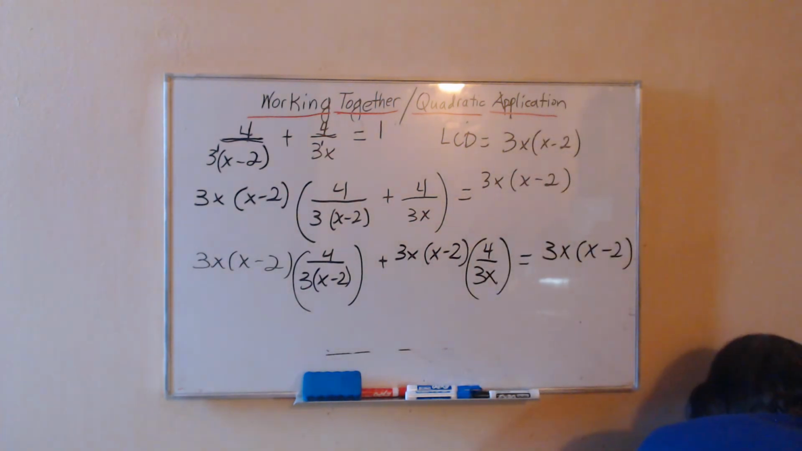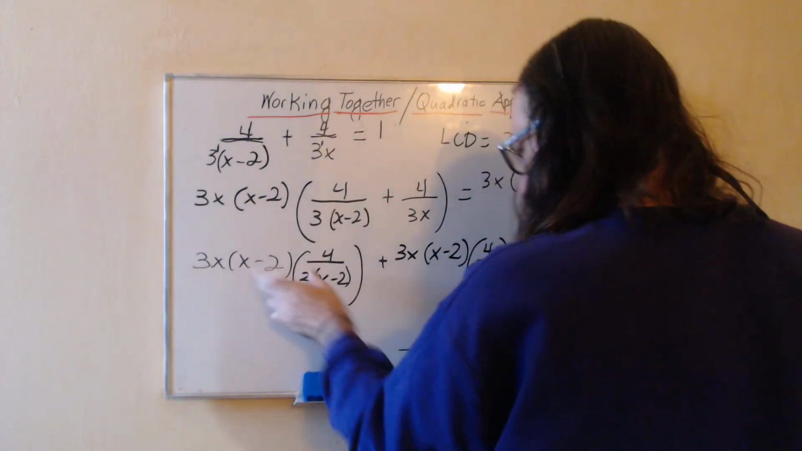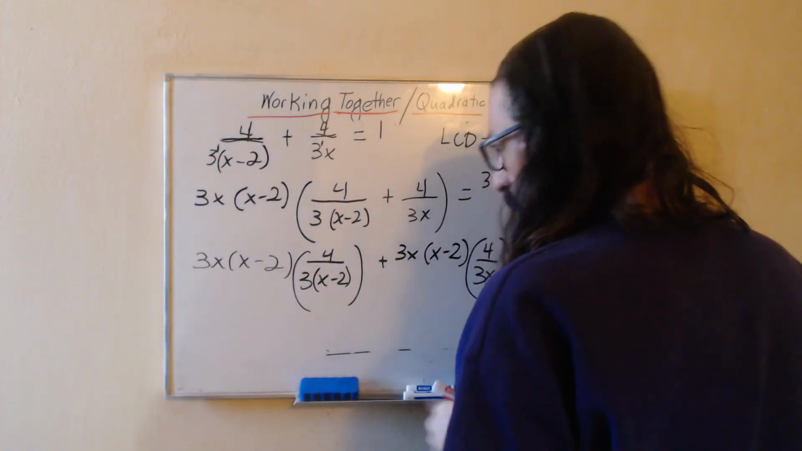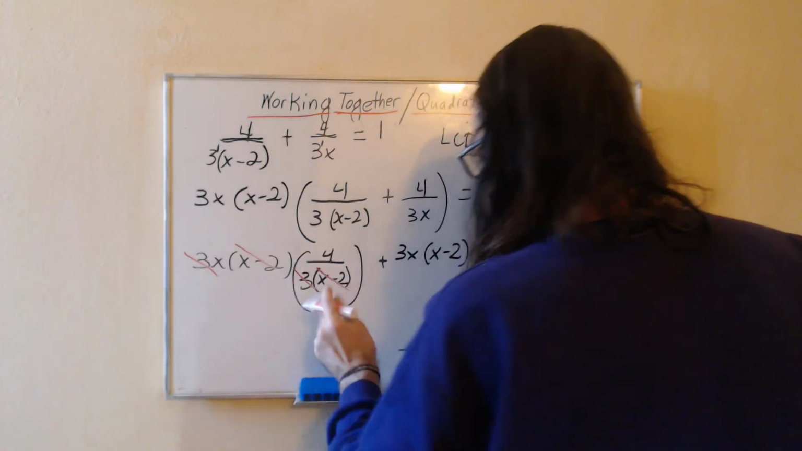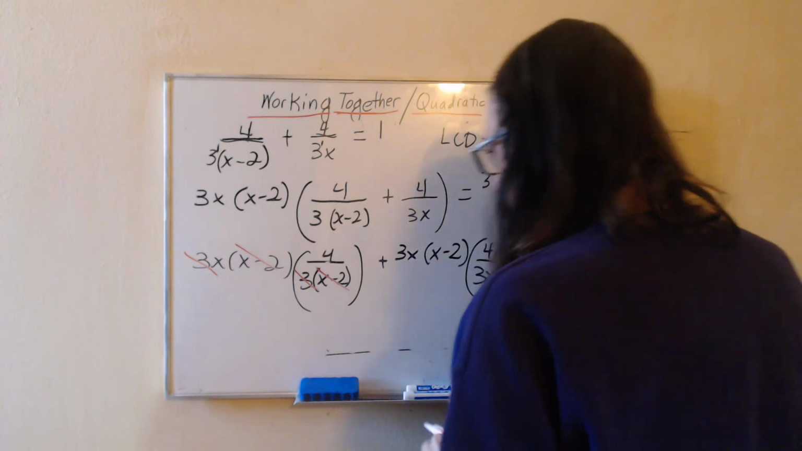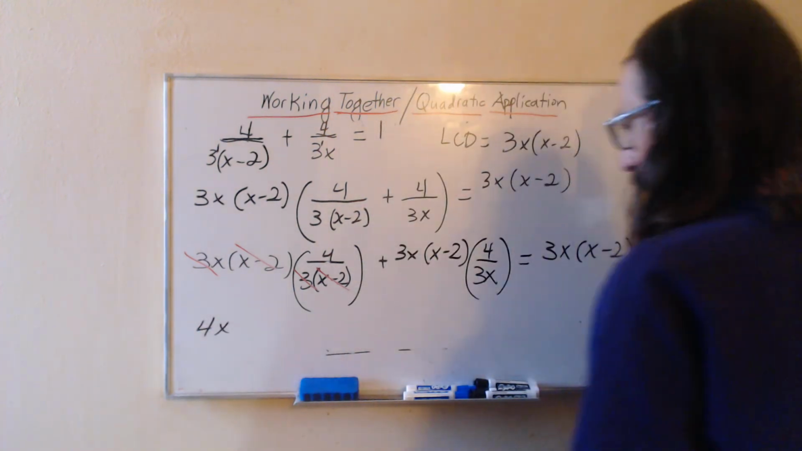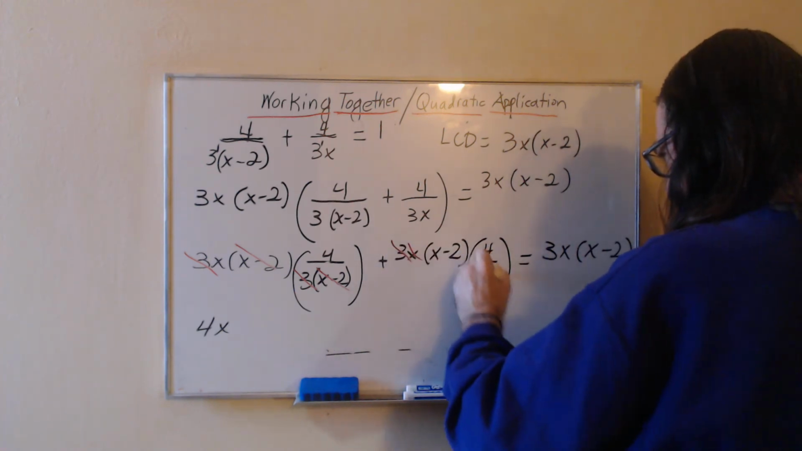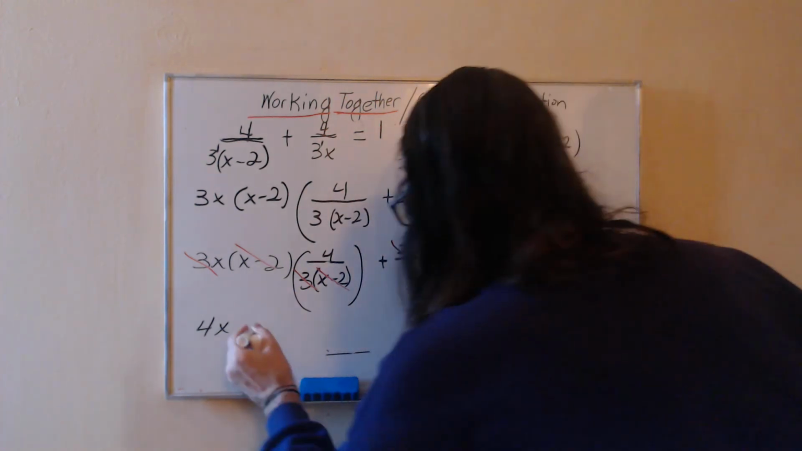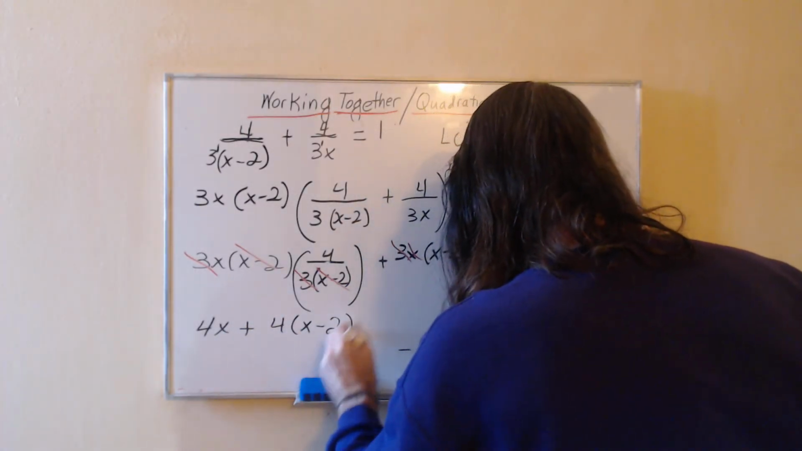We're going to have the 3 and the x minus 2 canceling on that first group. So we have 4 times x. We'll have the 3 and the x canceling on the second. So 4 times the quantity x minus 2.